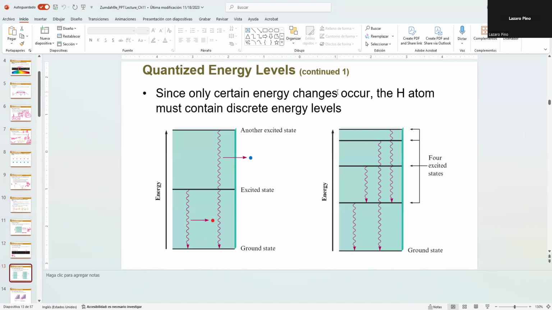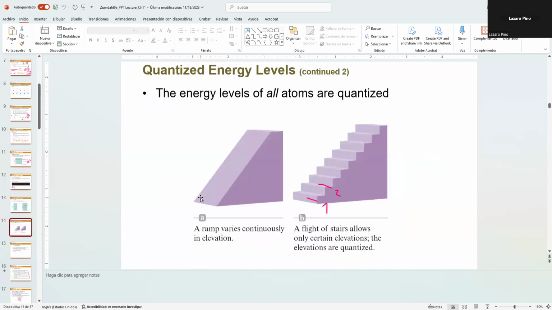Since only certain energy changes occur, the hydrogen atom must contain discrete energy levels. That is what I wanted to tell you, that the electrons can jump only to certain levels, and these levels of energy are quantized. The energy levels of all atoms are quantized. You can imagine it or make a representation like the different steps in a stair. Every stair will represent a level of energy in the atom.